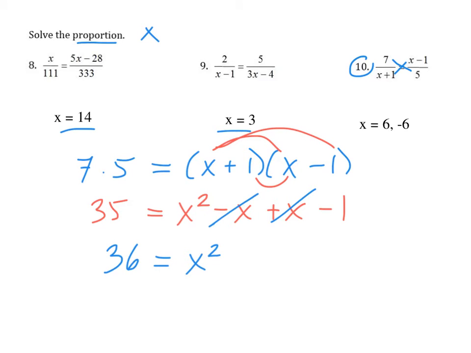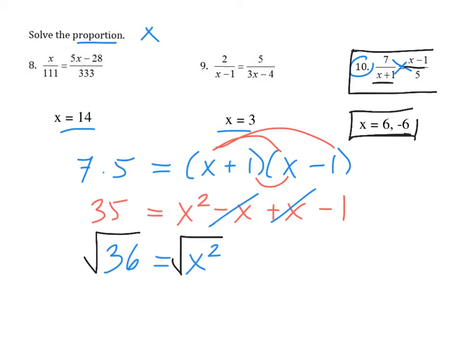And then the last thing I need to do is just take the square root. So technically I end up with a positive and a negative. And in this case, both of those solutions will work. All right, even if you do end up with a negative in your proportion, it's still equal. All right, so we're not talking about side lengths, so you can have a negative value.